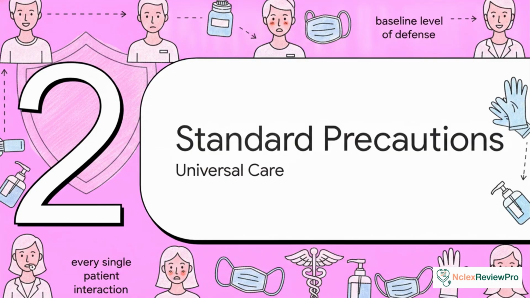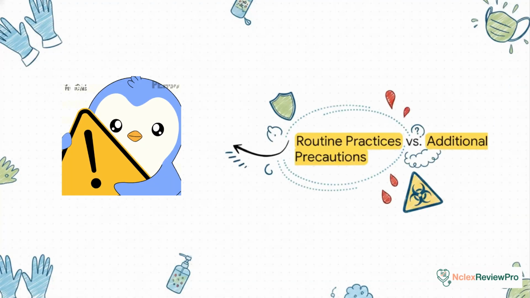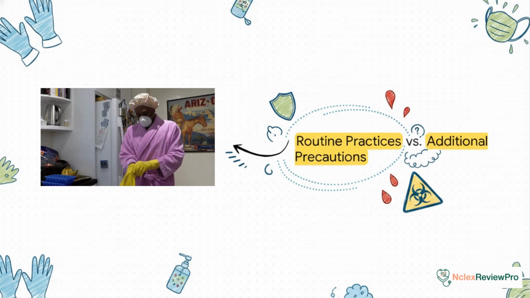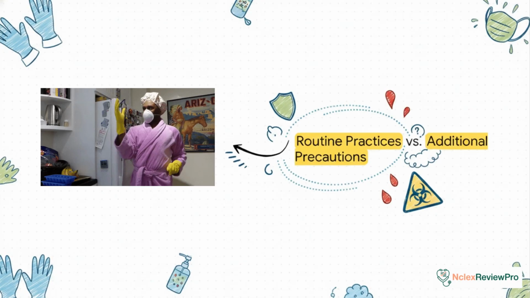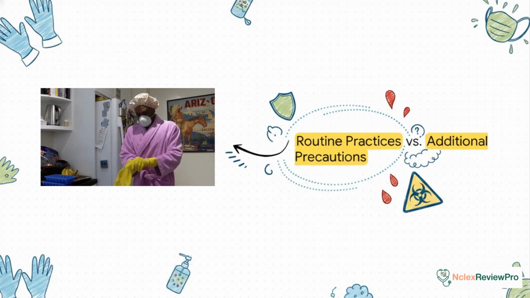Moving right along to Section 2, Standard Precautions and Universal Care. Standard precautions are our baseline. These are routine practices that we use universally on absolutely everybody. The core assumption you need to make here is that all blood, all body fluids, mucous membranes, and non-intact skin are potentially infectious. You don't sit around waiting for a lab result to confirm it. You just assume the risk is always there, every single time.